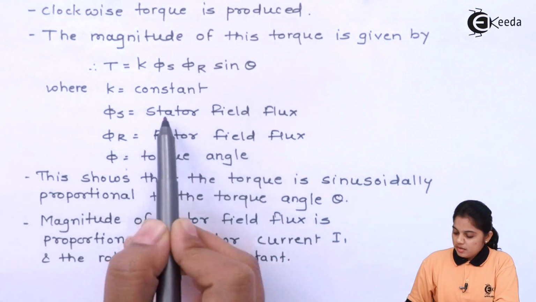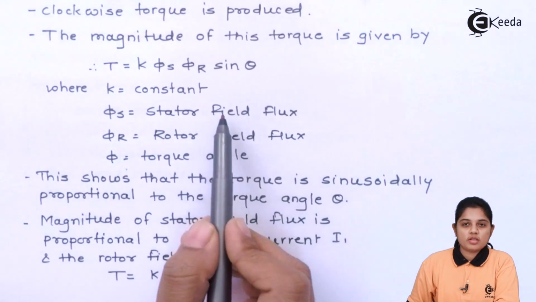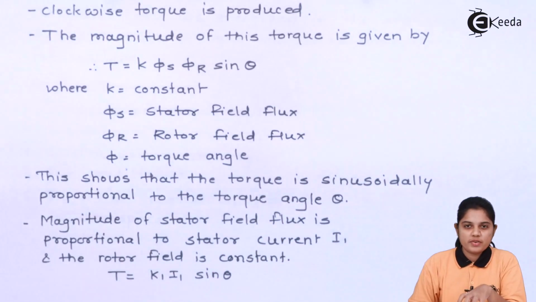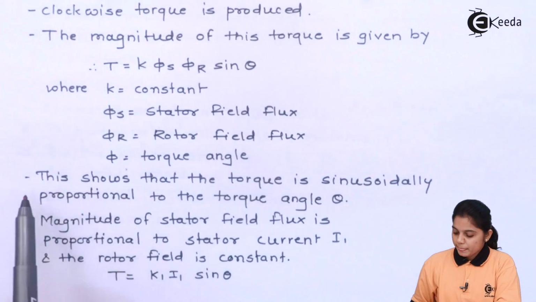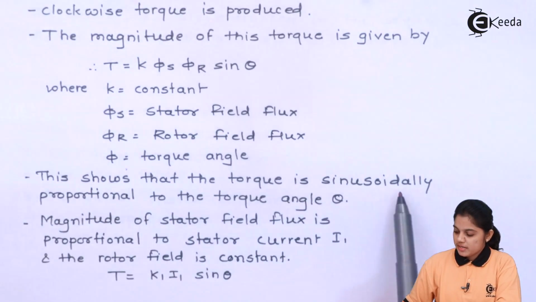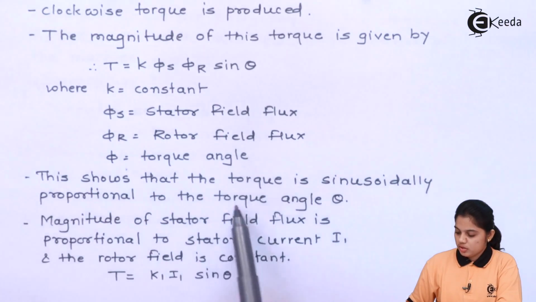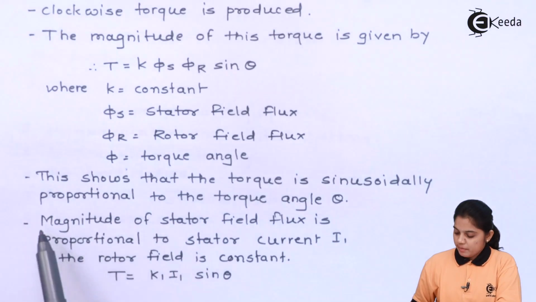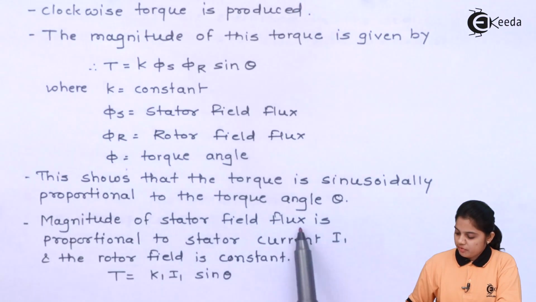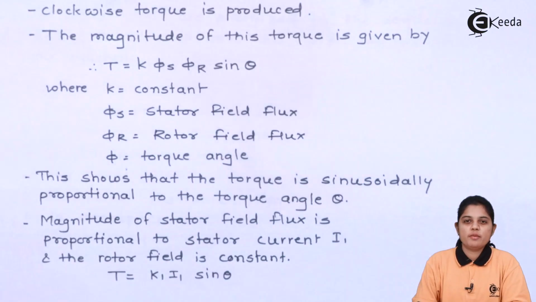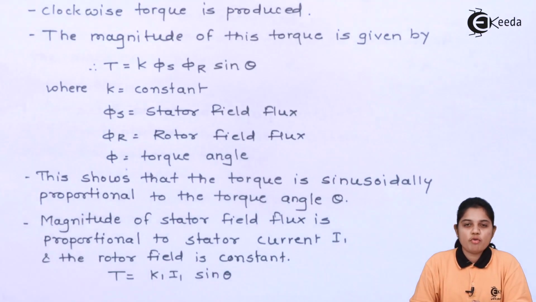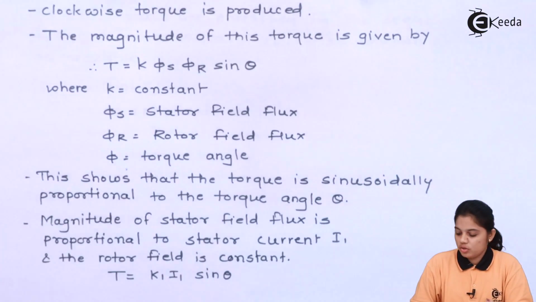So we know that the flux will be produced across the field whenever there is a current flowing through the windings of the stator. This shows that the torque is sinusoidally proportional to the torque angle theta. The magnitude of the stator field flux is proportional to the stator current I1, and the rotor field is a constant. We have seen that by controlling the current and voltage across the stator, we can control the speed. So basically we can control the torque.